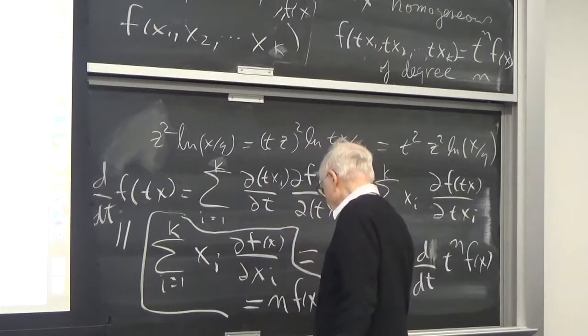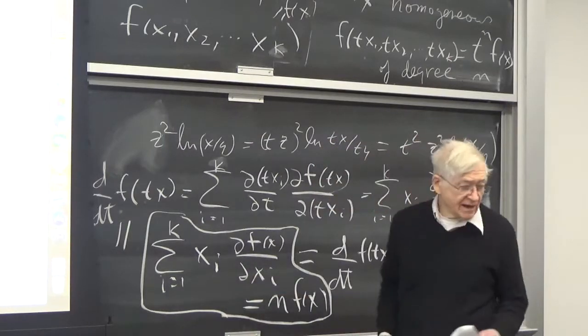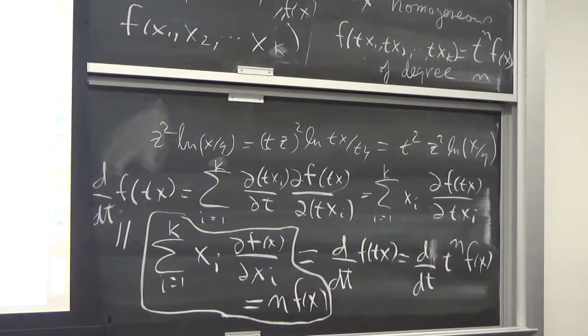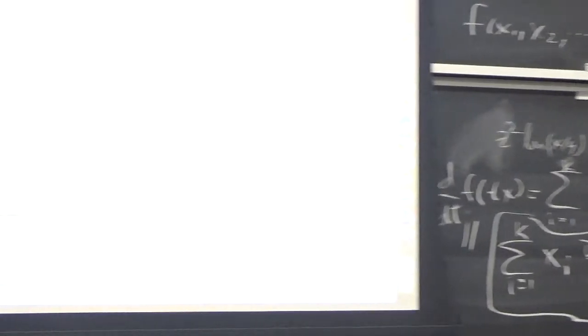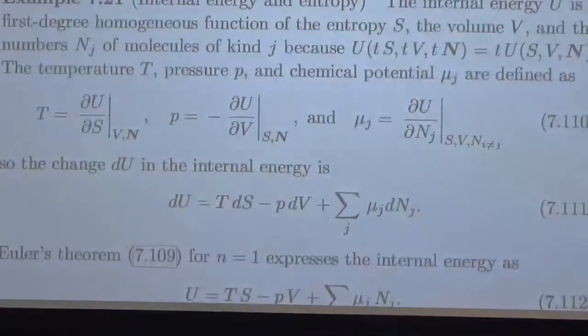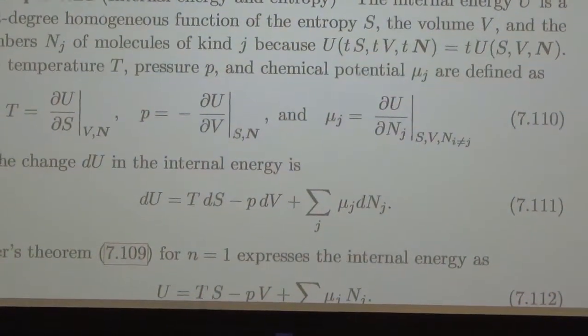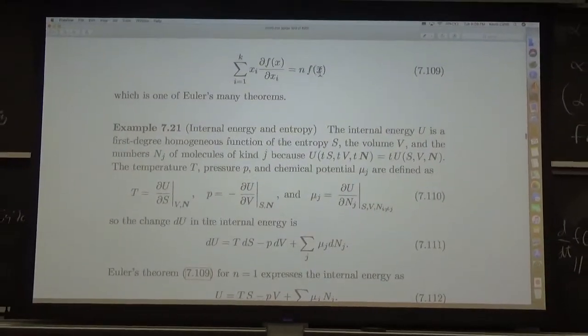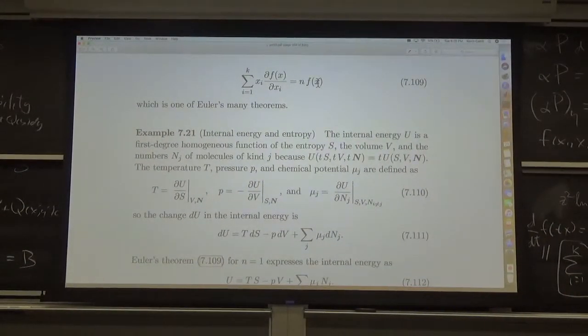So the result, which is one of Euler's many theorems, is this expression. And let me put it on the board here on the screen. It's this expression, 7.109: the sum of xi times the partial of f with respect to xi is n f of x. That's if f is homogeneous of degree n. There are many physical applications of this, so it's important to become familiar with it.